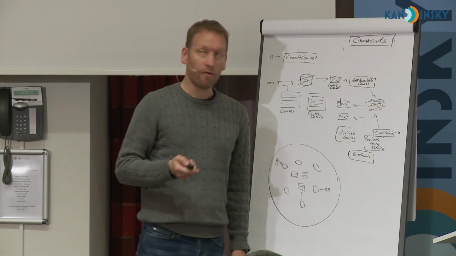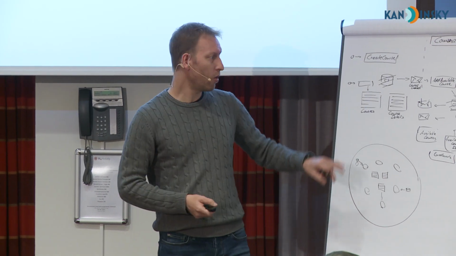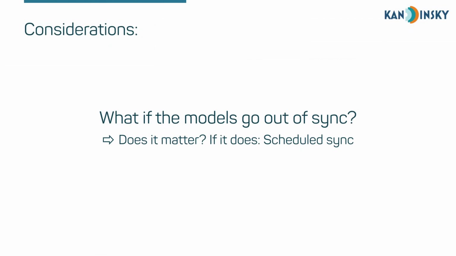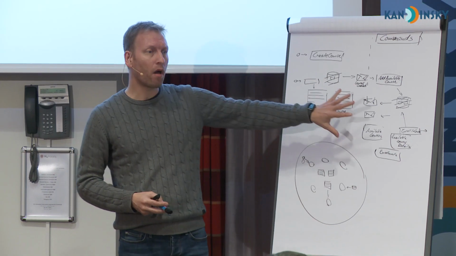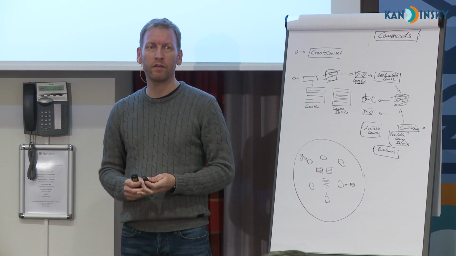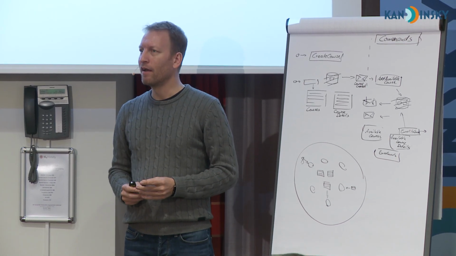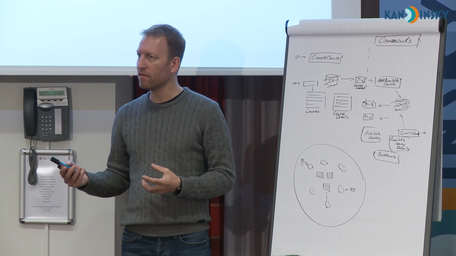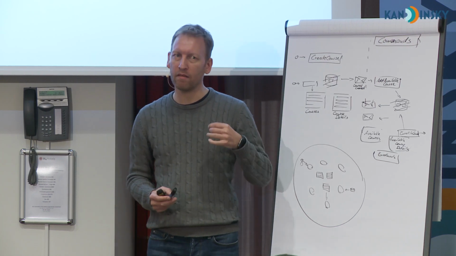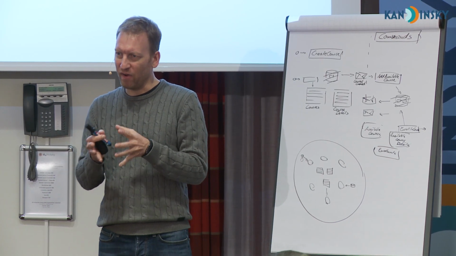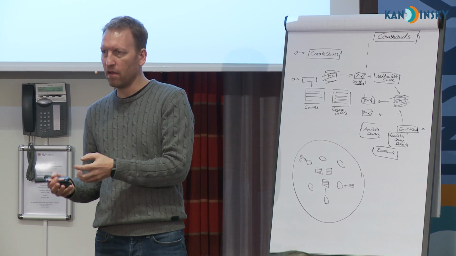There are various questions. What if the models go out of sync? What if for some reason, and this happens, messages get lost, errors occur, some things just don't work out. That's how it happens. So our models will go out of sync. What can we do? First, the first very important question, and we talked about it yesterday: is it really important? Does it matter if some things go out of sync? That's an important question. We as IT people, we as software developers, very often think in very strict terms of transactions, and everything has to be right and correct and consistent. Sometimes it doesn't need to.